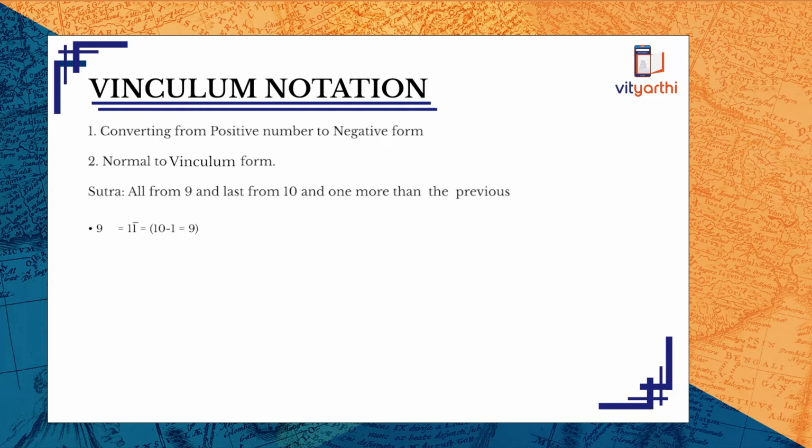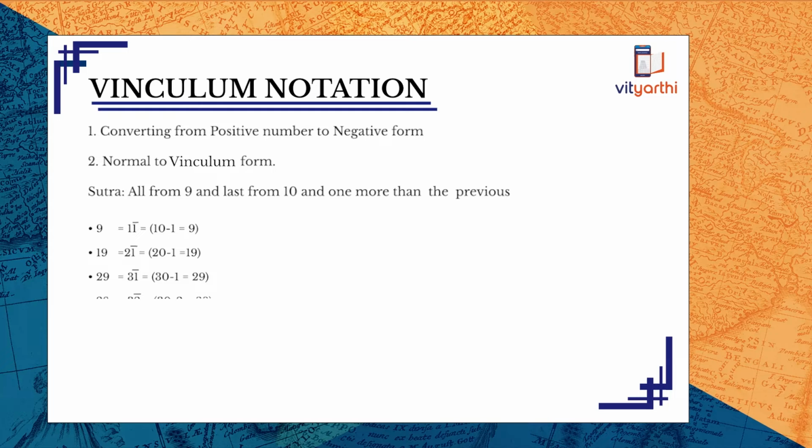For example, 9 can be written as 1 bar 1. The base of 9 and 11 is 10. So, 10 minus 1 is 9. 19 can be written as 2 bar 1. The base of 19 and 21 is 20. So, 20 minus 1 is 19. 29 equals 3 bar 1. Base is 30. So, 30 minus 1 is 29.